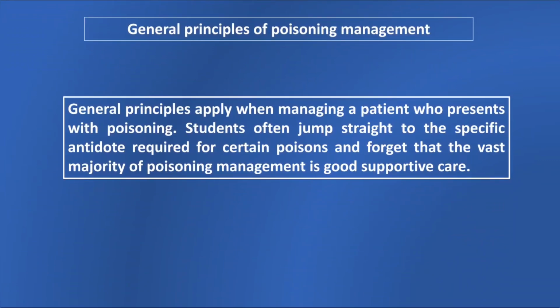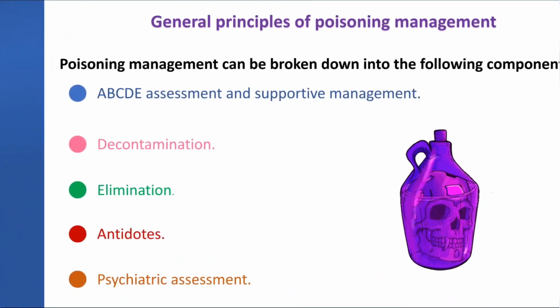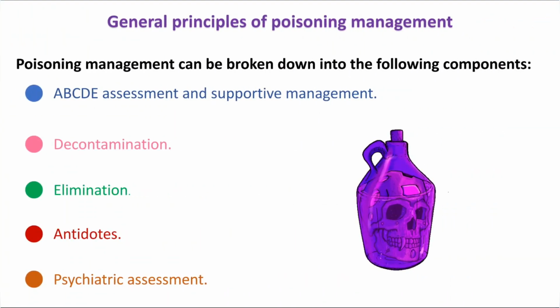General principles of the poisoned patient. Generally, there are some things that you have to do for all poisoned patients. When a student is asked about a poisoned patient or an overdose, they usually jump directly to the antidote that's used. But actually, they forget that the vast majority of poison management is good supportive care. So what are the general principles?